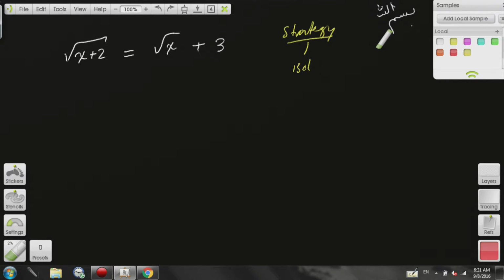So in this case, you can't isolate both of them. So you have to isolate them one at a time. One at a time. So this one is already isolated, so we're good.